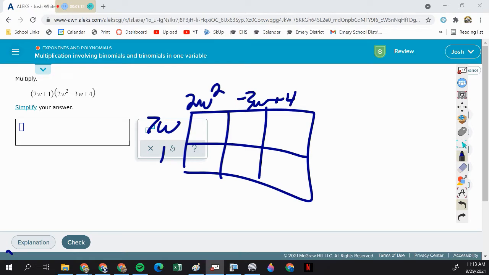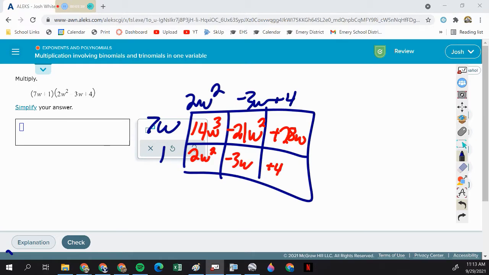And the nice thing about the box is everything's organized and there's no way you're going to forget to do one of them because you just have to fill all the squares. So 14w to the third minus 21w plus w squared plus 28w, 2w squared minus 3w plus 4.